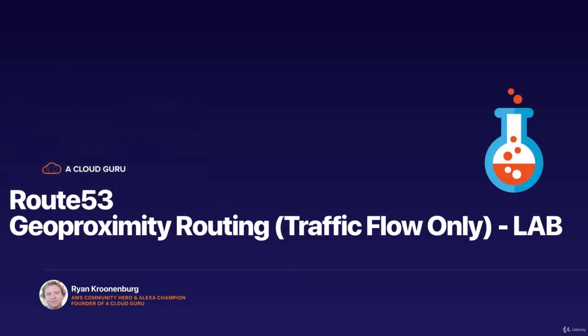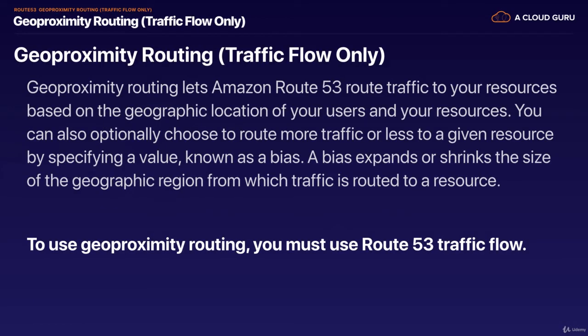This lecture is on geoproximity routing, and this is available in traffic flow only mode, and we'll see what that means in a few seconds. Geoproximity routing lets Amazon's Route 53 route traffic to your resources based on the geographical location of your users as well as your resources. You can also optionally choose to route more traffic or less to a given resource by specifying a value known as a bias, and a bias expands or shrinks the size of a geographic region for which traffic is routed to a resource. To use geoproximity routing, you must use Route 53 traffic flow.